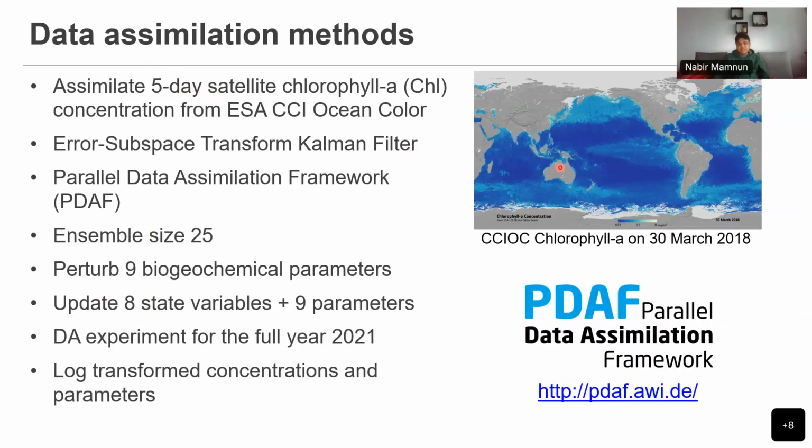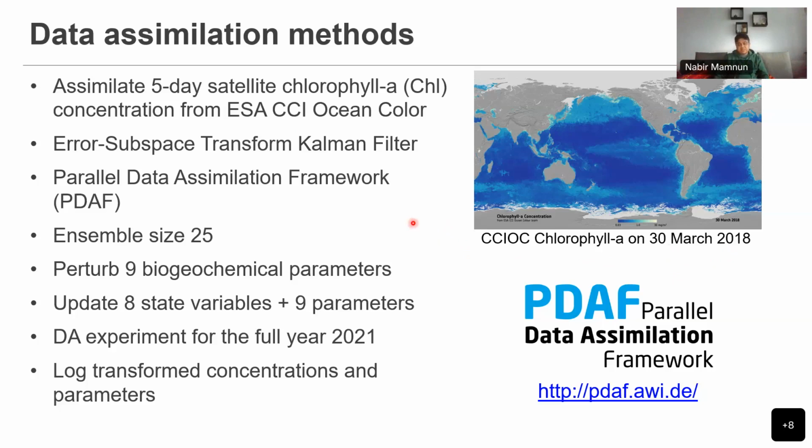On the right-hand side, we can see the Climate Change Initiative ocean color chlorophyll concentration from 30th March 2018. We take the 5-day average values, and this product is a composite product of all available sensors and comes with uncertainty information. And the uncertainty information we applied in the data assimilation.